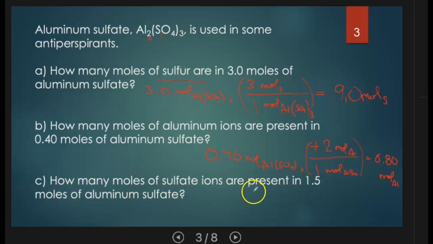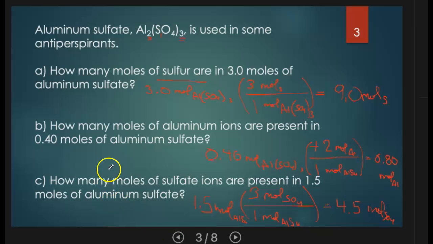So how many moles of sulfate ions are present in 1.5 moles of aluminum sulfate? We'll take 1.5 moles. I think you're getting the idea. Down here would be aluminum sulfate. And for every 1 mole of aluminum sulfate, we're going to get 3 moles of sulfate, SO4 ions. And so 3 times 1.5 is going to get us 4.5 moles of sulfate. All right, quick and easy one for that slide.